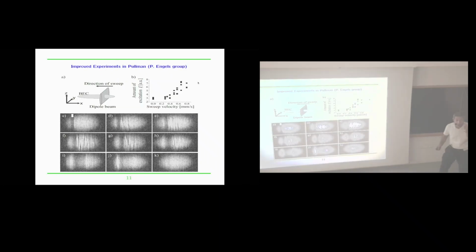So these were the experiments of Markus Oberthaler's group in Heidelberg, but around the same time there was a big activity along this direction. A little bit before that were these experiments by Peter Engels' group in Pullman at Washington State, where Peter was taking a dipole beam, sweeping it through the condensate, and observing the result of the evolution.